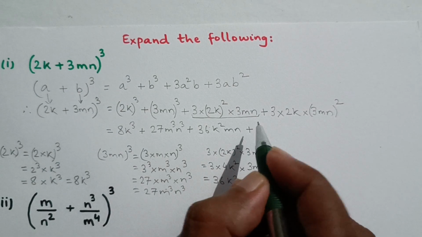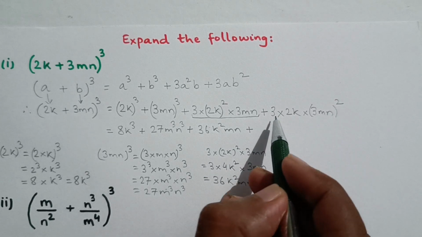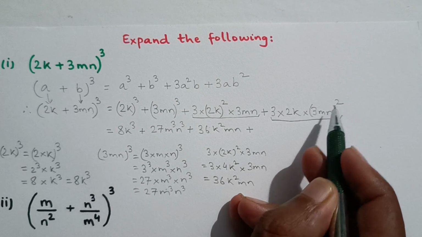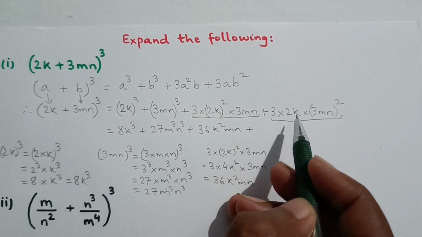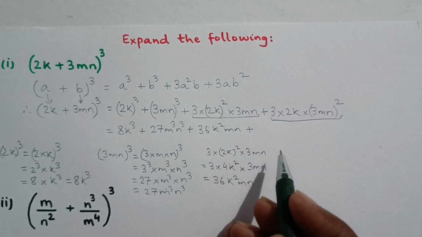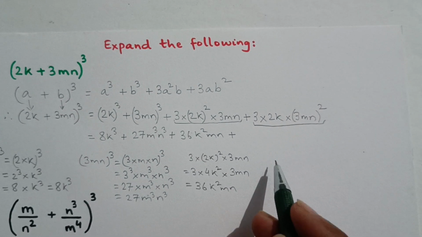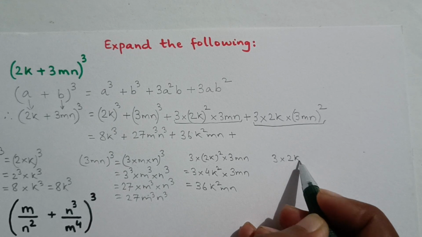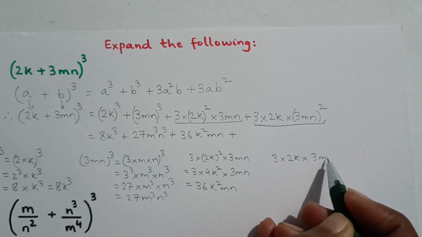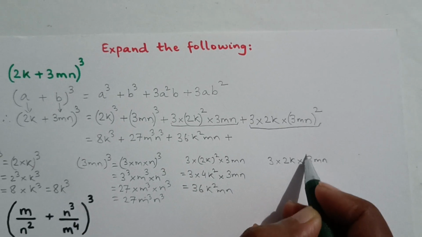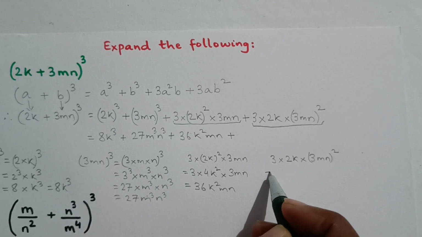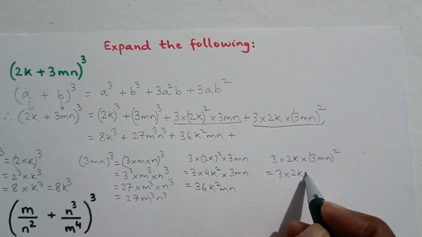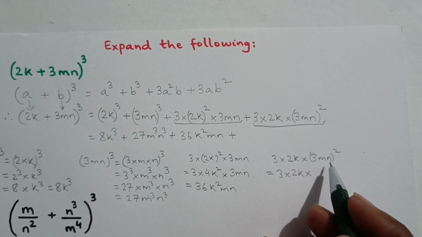Plus, and now the last expression, 3 into 2k into 3mn whole square. So we have to find the value of 3 into 2k into 3mn whole square. Let us do the working over here. So 3 into 2k into 3mn whole square. So that will be 3 into 2k into, now 3mn whole square.